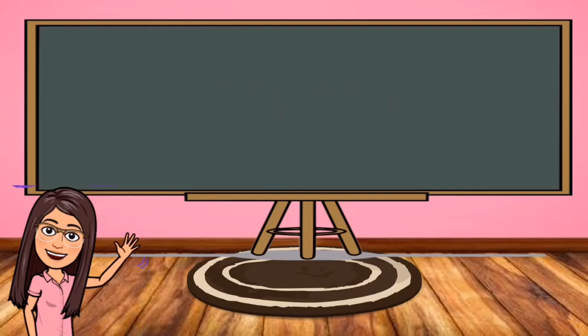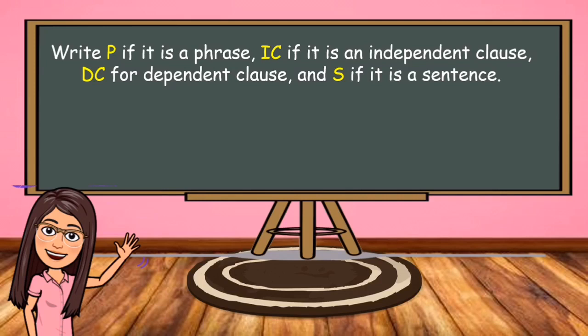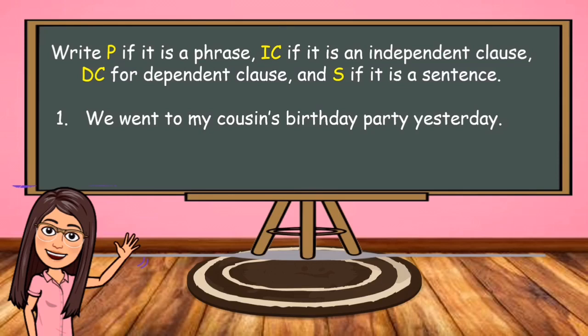Now get a piece of paper and follow this instruction. Write P if it is a phrase, IC if it is an independent clause, DC for dependent clause, and S if it is a sentence. Let's begin. Number 1. We went to my cousin's birthday party yesterday. What do you think is the answer? Correct. It is a sentence.